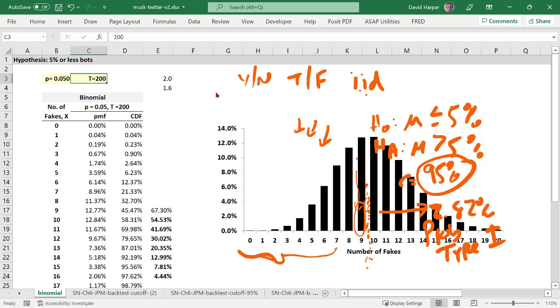But I hope that's a fun application of the binomial distribution against this recent event that's in the news.